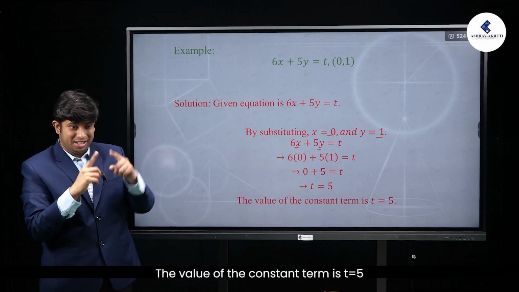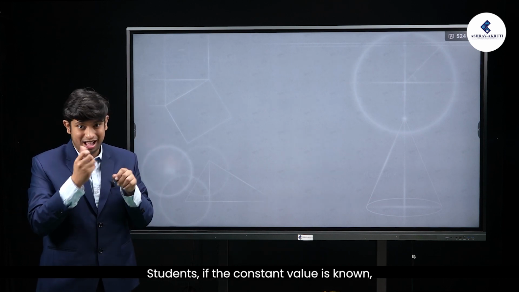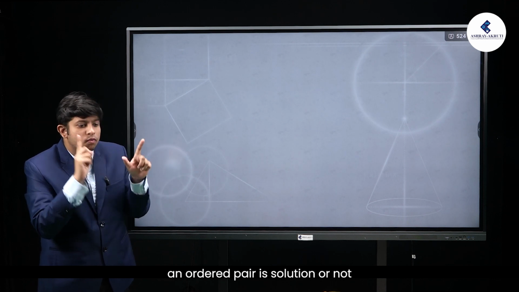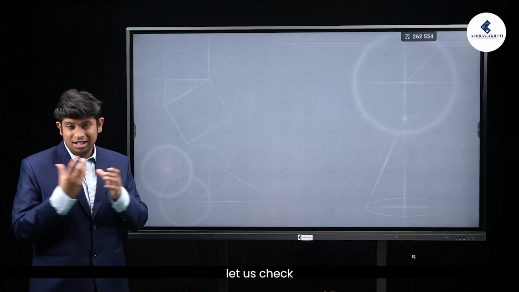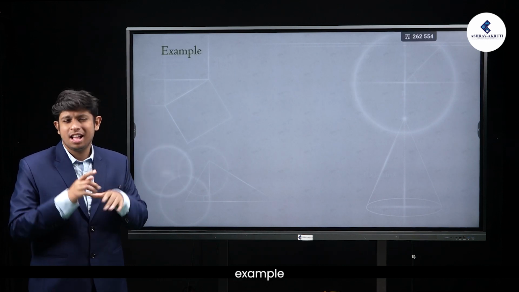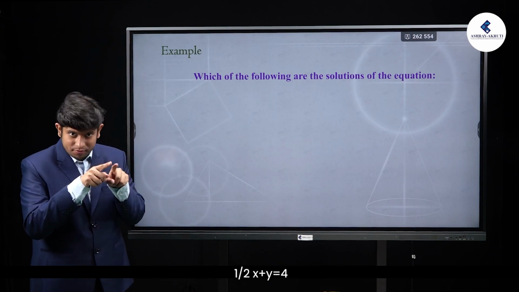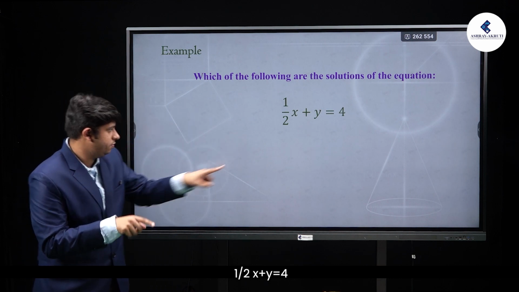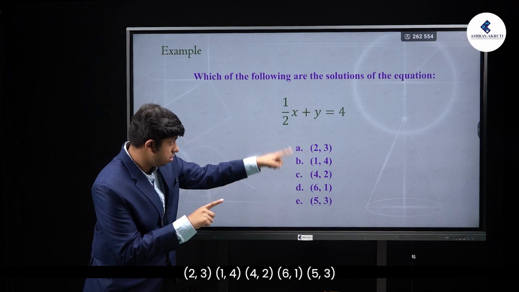The value of the constant term t is equal to 5. Students, if the constant value is known, then how can we verify whether an ordered pair is a solution or not? Let us check. Example: which of the following are the solutions of the equation 1/2 x + y = 4, where the pairs are (2, 3), (1, 4), (4, 2), (6, 1), (5, 3)?